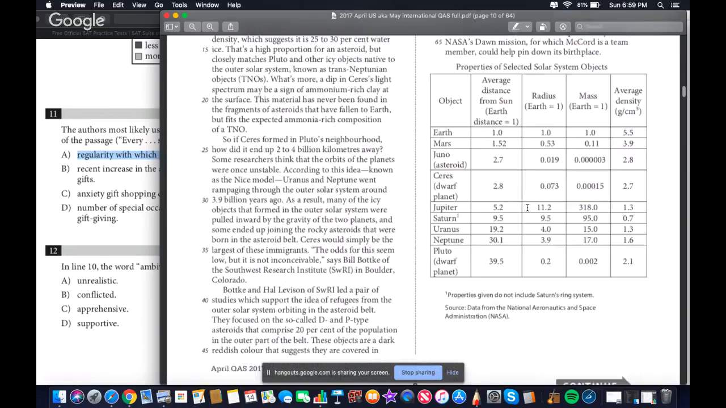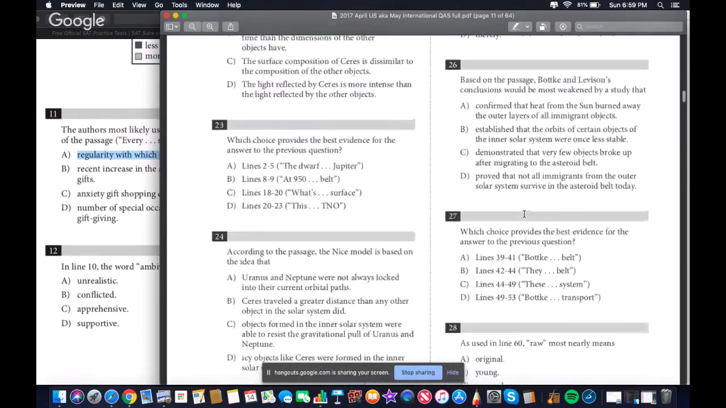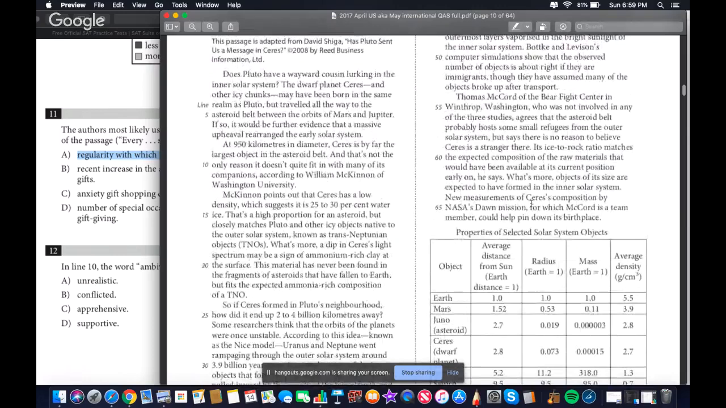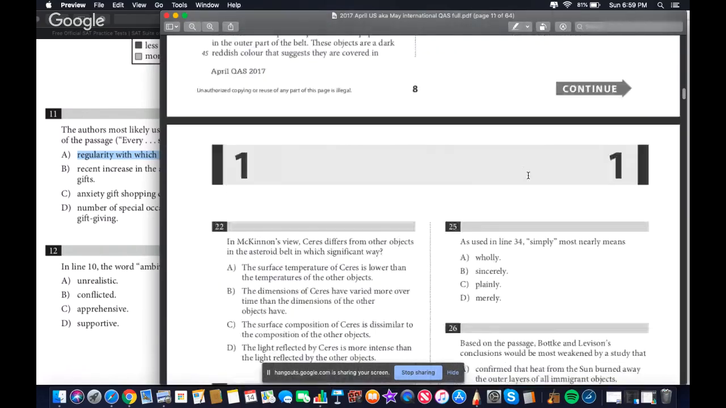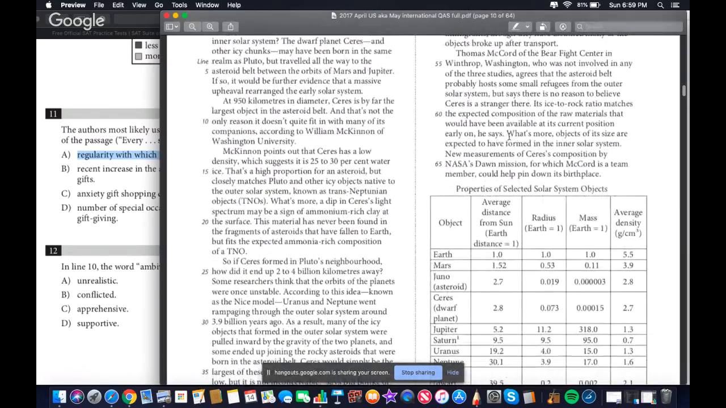Okay, is this really the last sentence? Just to be clear. Yes, okay. All right, last sentence. New measurements of Ceres composition by NASA's Dawn mission, for which McCord is a team player, could help pin down its birthplace. Okay, well, what's going on above it?